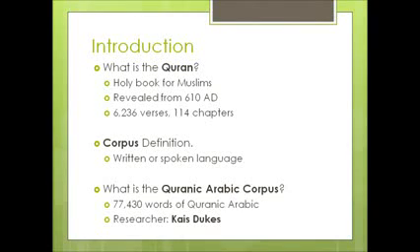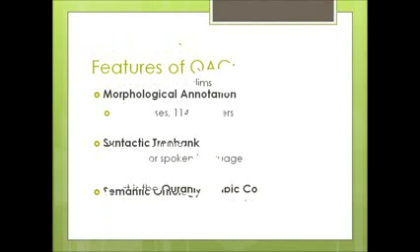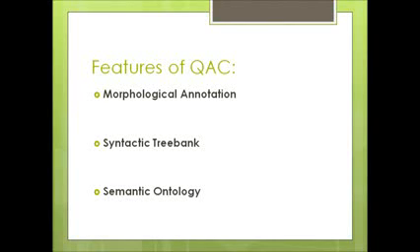The Quranic Arabic corpus is an annotated linguistic resource consisting of 77,430 words of Quranic Arabic. It's created by Kais Dukes, a PhD student at the University of Leeds, as part of a PhD research project into Arabic language computing. The project aims to provide morphological and syntactic annotation for researchers wanting to study the language of the Quran. The Quranic Arabic corpus consists of three main sections.